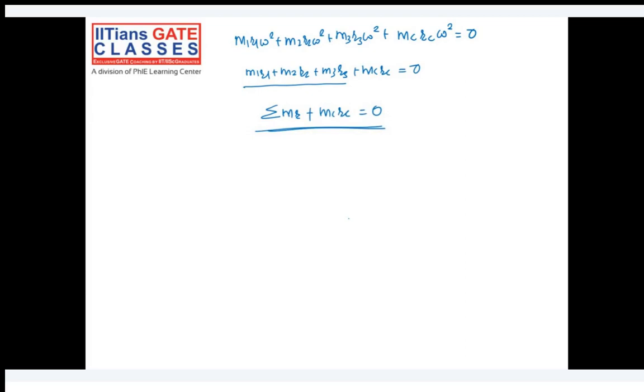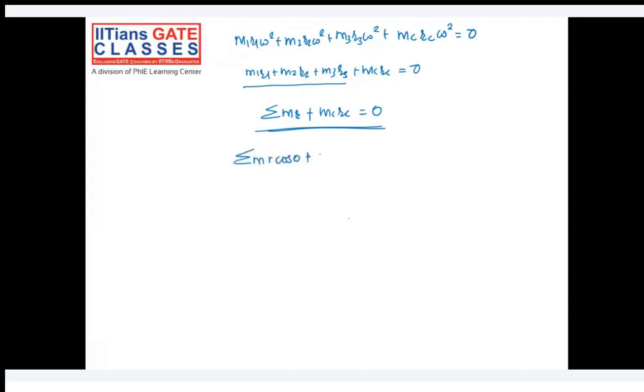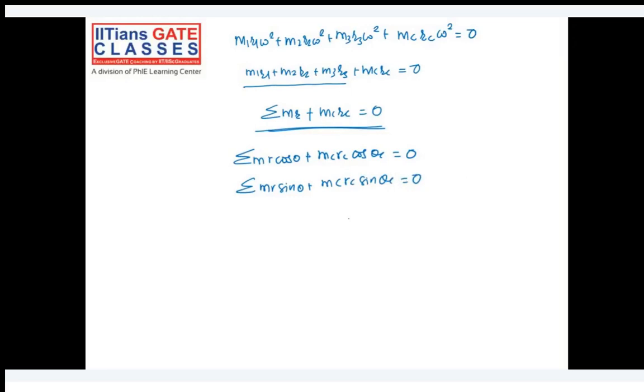Then it's your task to calculate this mc and rc. You have to take the cos components and sine components. Summation of mr cos of theta plus mc rc cos of theta c will give you 0. Similarly, summation of mr sine of theta plus mc rc sine of theta c equal to 0. These two equations you have to solve to get the values of mc and theta c. Rc is already given to you, so that's not an issue.